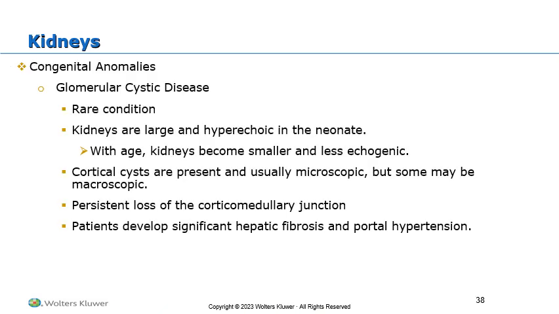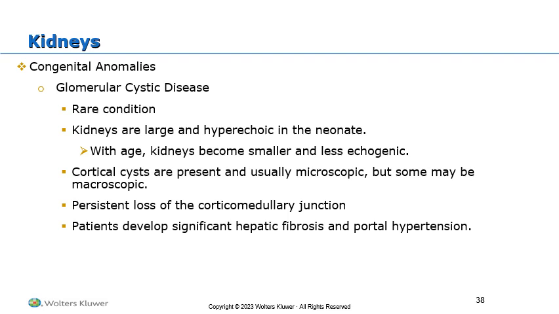Glomerular cystic kidney disease is a rare condition. The kidneys become large and hyperechoic in the neonate, so it's going to look similar to the infantile polycystic kidney disease. But as these fetuses will produce some urine, they're going to most likely live more successfully than other fetuses or babies with the severe infantile polycystic kidney disease. But with age, the kidneys will become smaller and less echogenic.